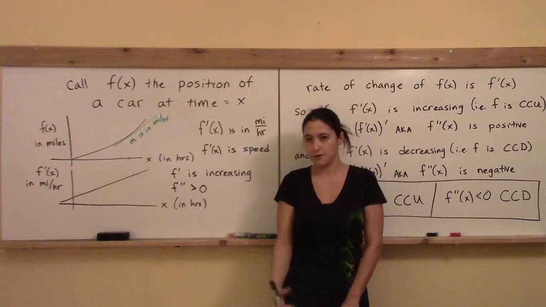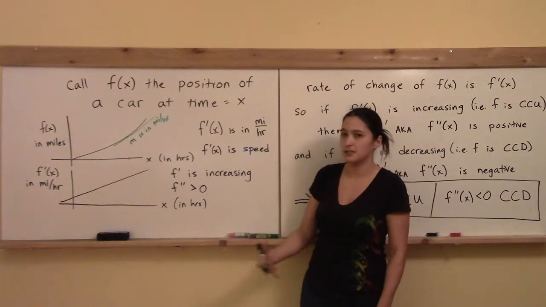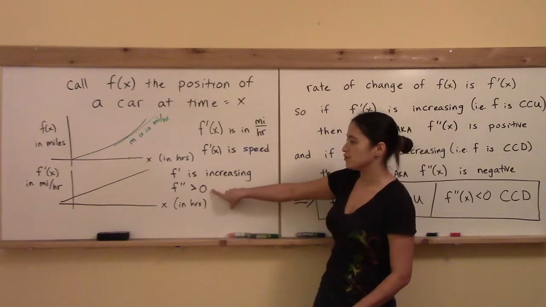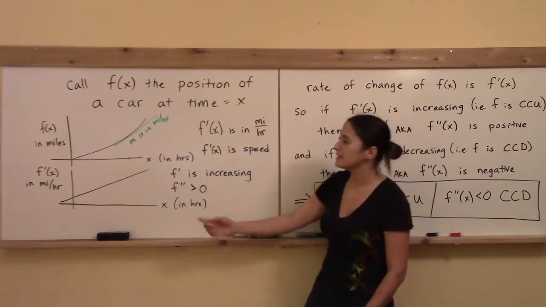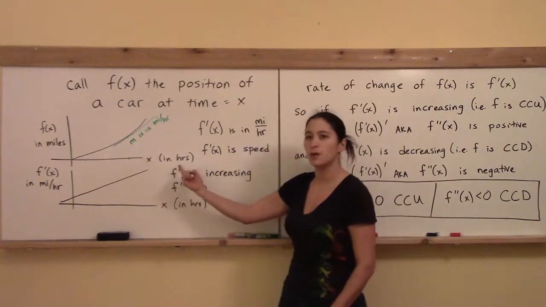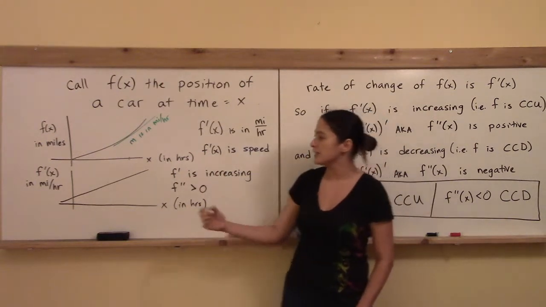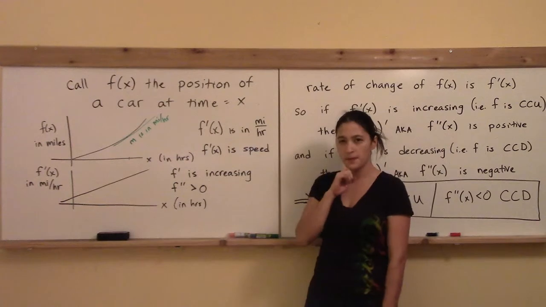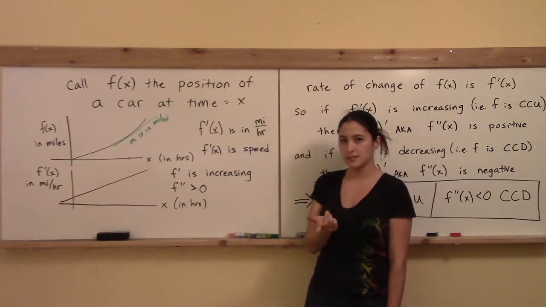All right, now I don't know if f double prime itself is increasing or decreasing or whatever, but all I'm saying is that the second derivative is positive because I can see that this function is going up, and so the slope of the tangent line to this function is a number that's greater than 0. All right, does that make sense?